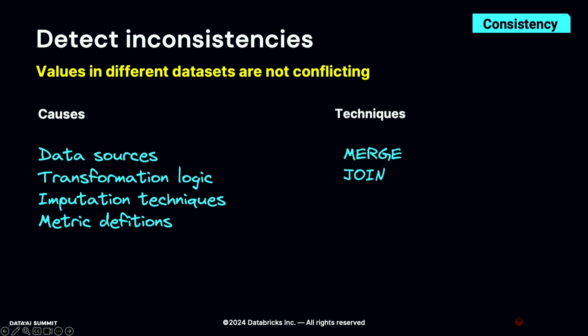The technique to address these inconsistencies is merge. So merge when not matched insert is a great technique to identify duplications, but you can also use that for identifying inconsistencies. Join is a good one as well, depending on your data type you're trying to identify inconsistencies in. You can join two tables together and do inconsistency checks from there.